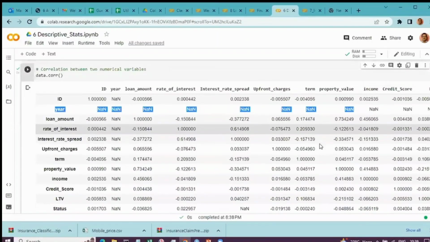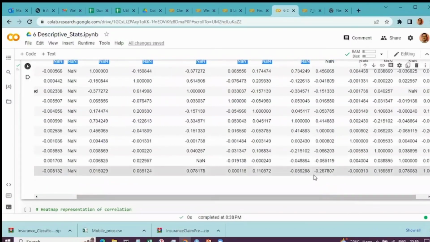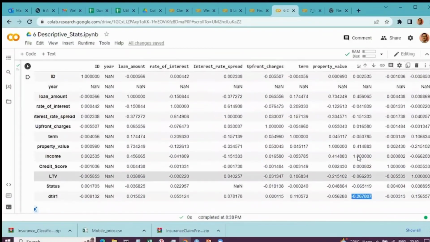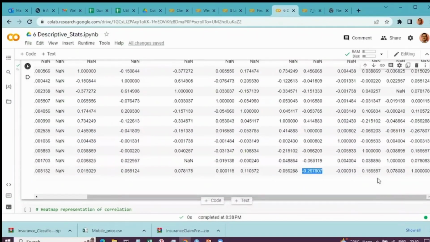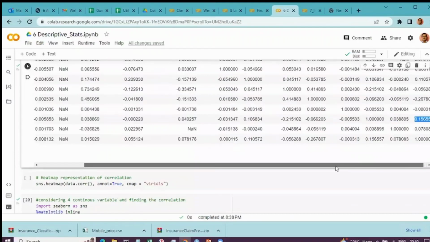So possibly you can see which of them are very highly positive. Here I could see a decently negative kind of number. Debt to income ratio versus income, slightly a negative relationship is there, right? I'm not able to see some big numbers; those are typically not possible. So here there is some which may be significant: debt to income ratio vis-a-vis the LTV, loan to value ratio.